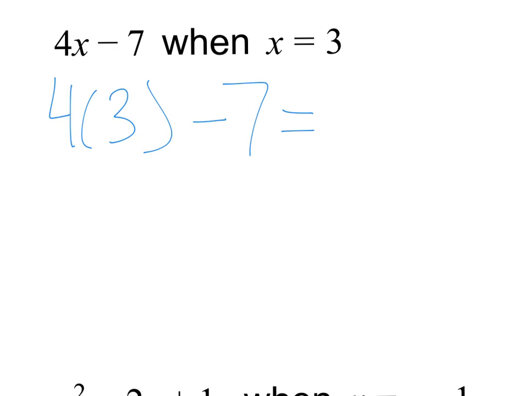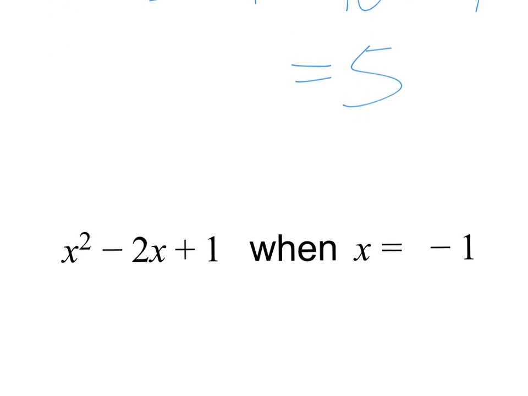So now what we do is you take the 4 times 3, what's that? That's 12. Then minus 7, because we didn't have to do anything with that. And 12 minus 7 is 5. So that's it. We're done. So every time we had an x here, we put in 3 for it, and then just did the arithmetic to get our answer.